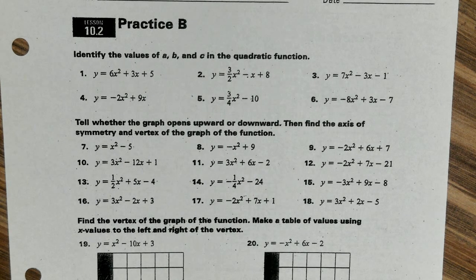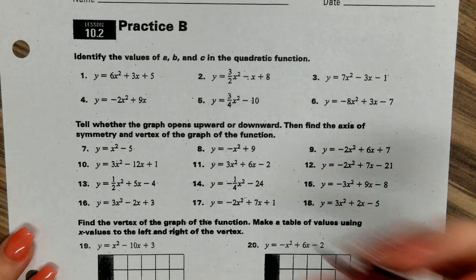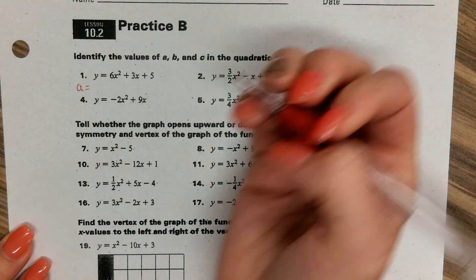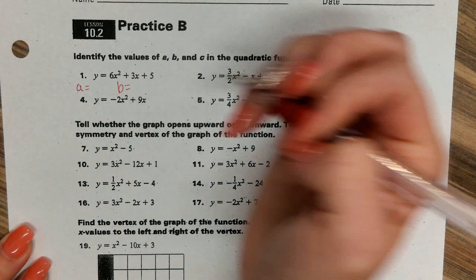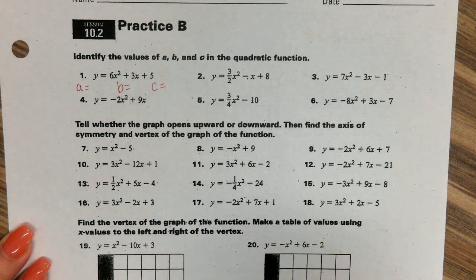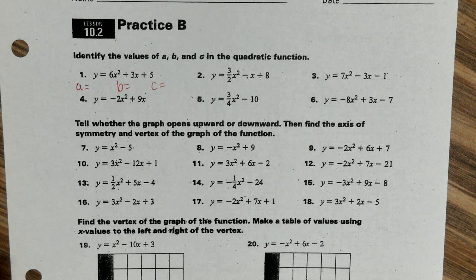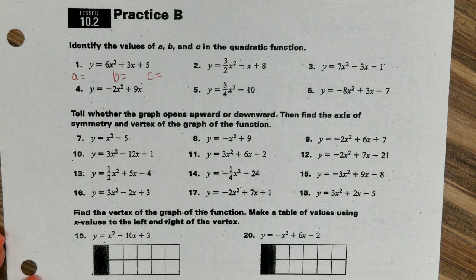Okay, so for 1 through 6, it's super easy. It wants you to identify the a, the b, and the c in the quadratic function. So you should have a equals, which this one's 6, b equals, which this one's 3, and c equals, which that one's 5. So that's what those are going to be like. And you must put the answers, of course.